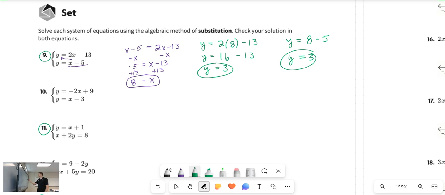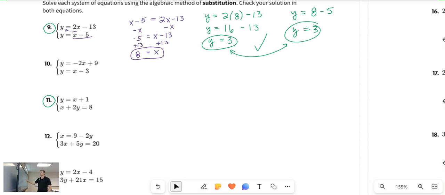And since those agree with each other, right, these two are the same, so that checks. So we have checked our solution. It does work. If you plug in 8 for x, you will get out 3 for y in both. So the point of intersection between these two equations is the point 8, 3, right? When x is 8, y is 3, and that's for both equations.